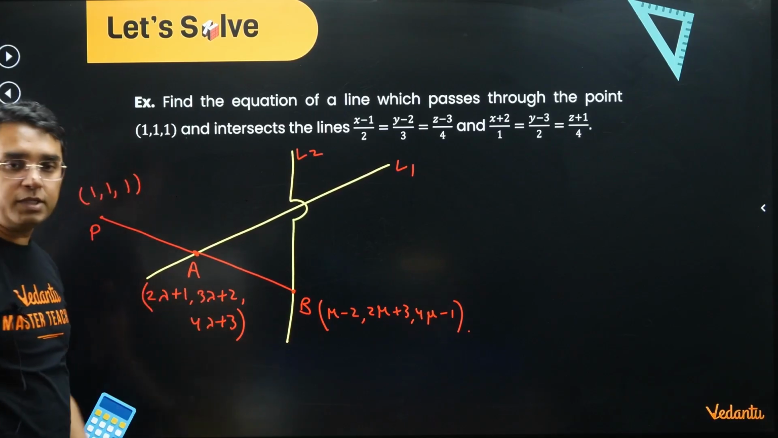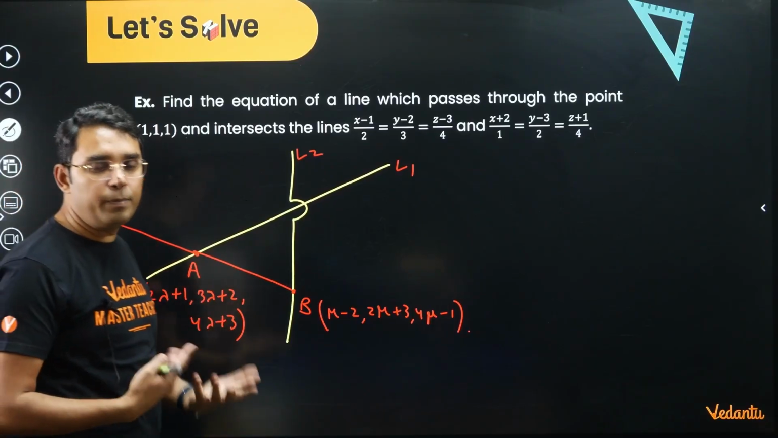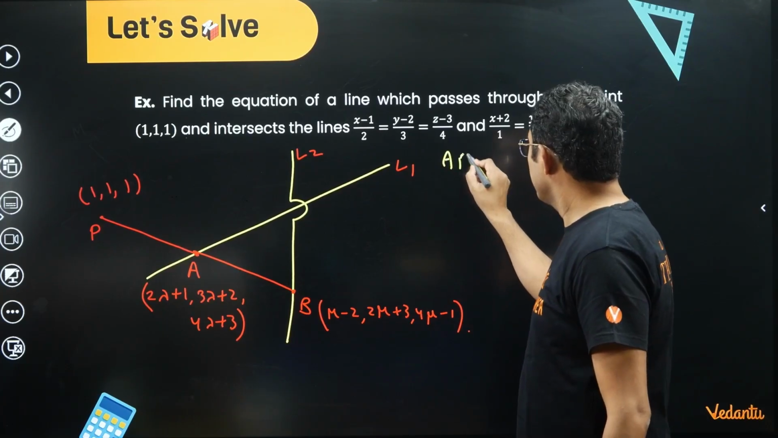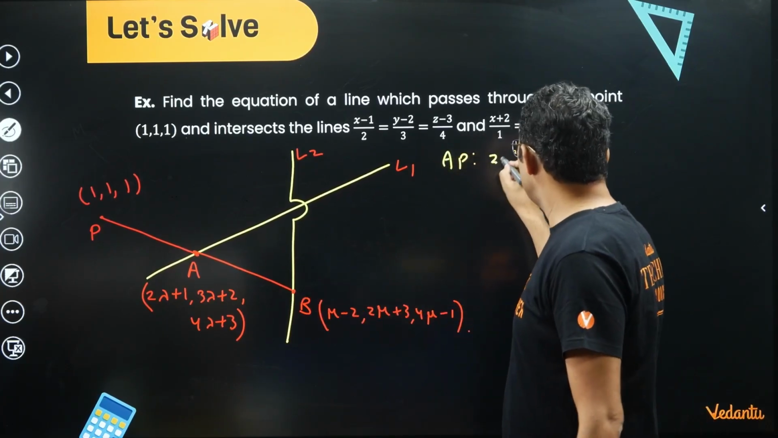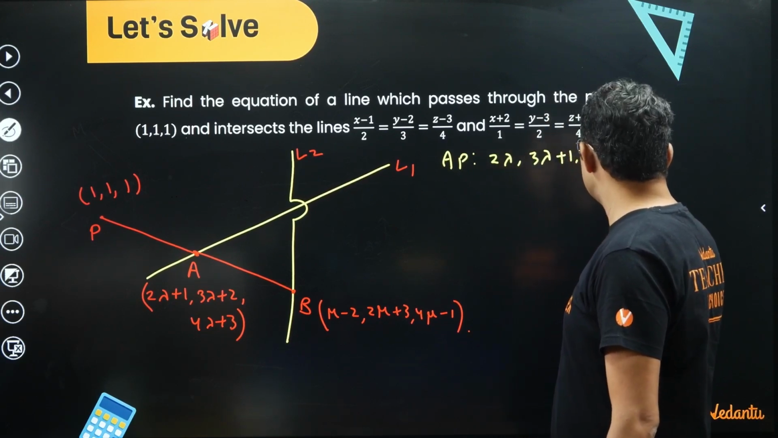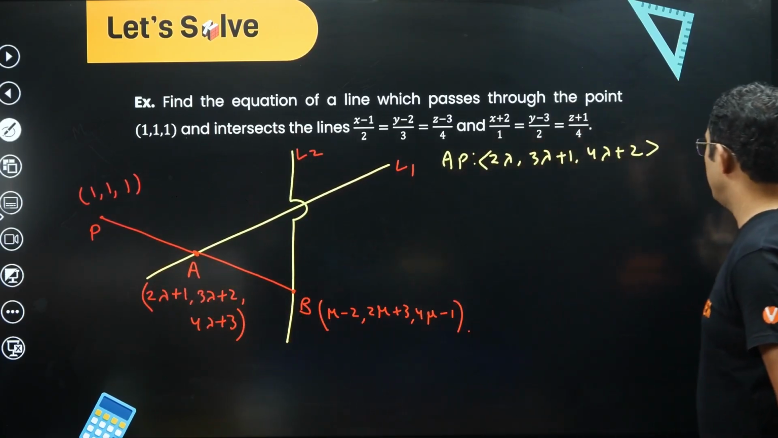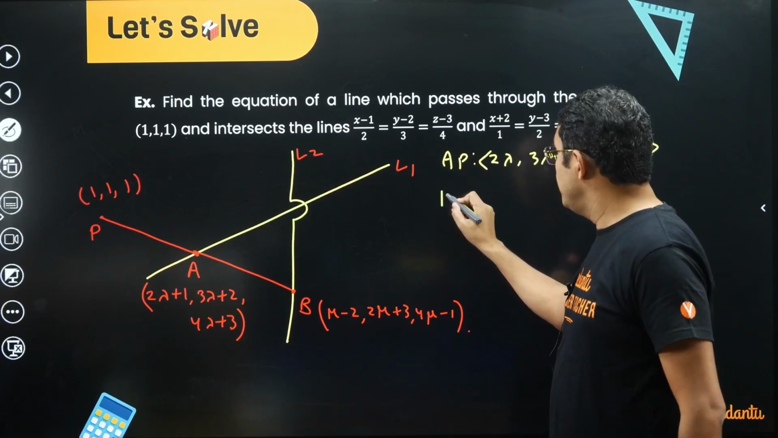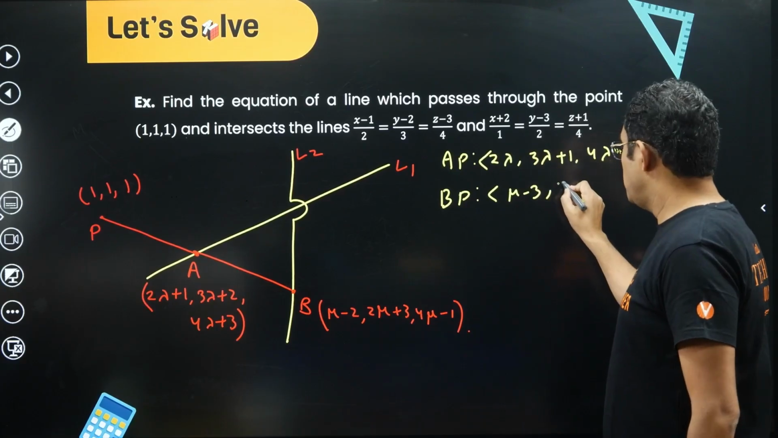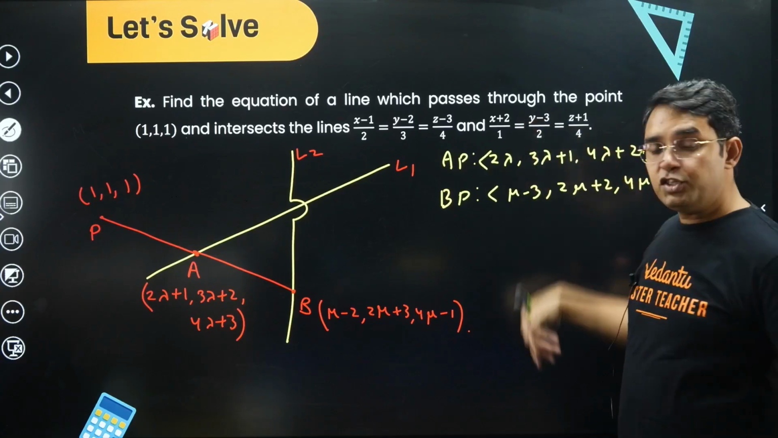Now if these 3 points are in a line, we need to ensure that the direction ratios of PA and PB have to be proportional. Which means the direction ratio of AP, if I write, it will be 2 lambda minus 1, so 2 lambda, then 3 lambda plus 1 and 4 lambda plus 2. So that is the direction ratios of AP. This minus 1, this minus 1, this minus 1. Yeah, correct. Now similarly we will do it for BP. The direction ratios would be mu minus 3, 2 mu plus 2 and 4 mu minus 2. Now the ratio of these has to be the same.